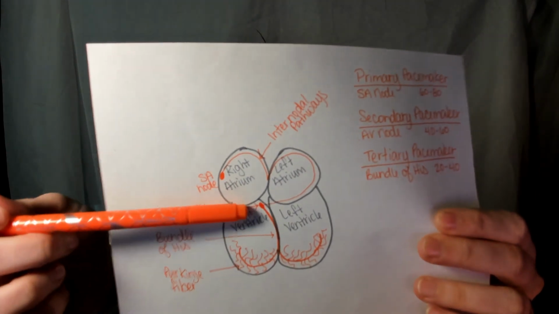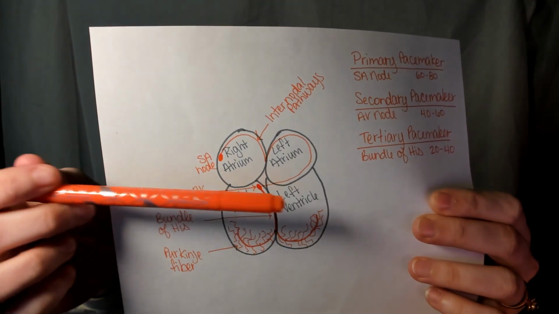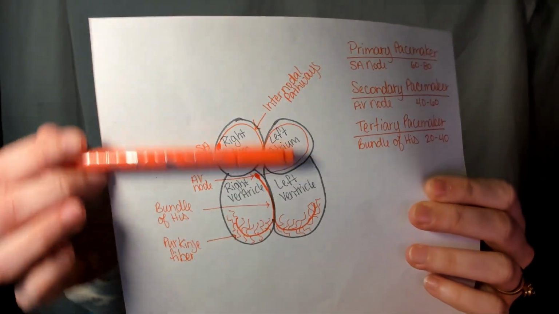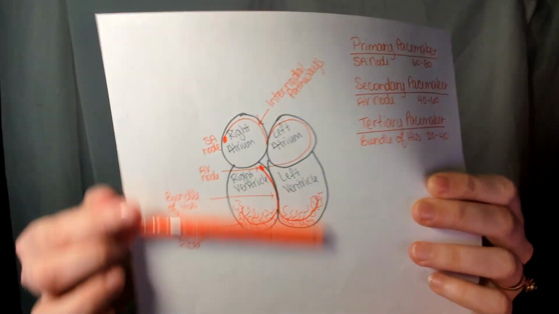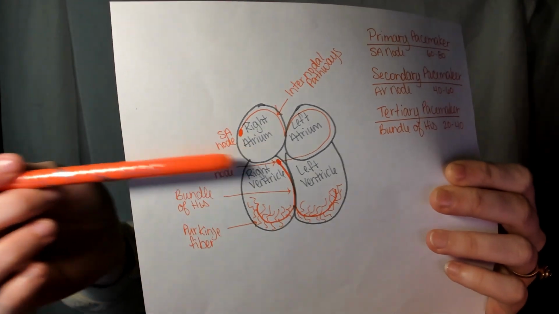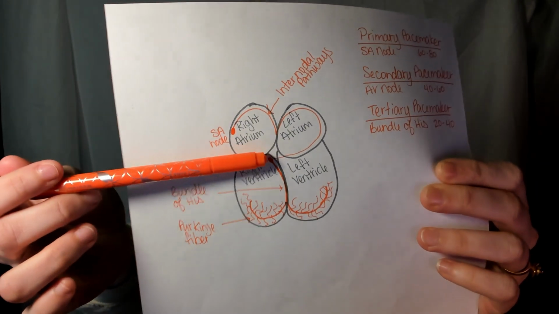It's going to send a signal to the AV node, atrioventricular node, between the atria and the ventricles. The atrioventricular node is right here, okay? It's going to send a signal to it through the internodal pathways. Now, internodal just means like between. So the electrical impulses are sent between the SA node and the AV node through the internodal pathways, okay?